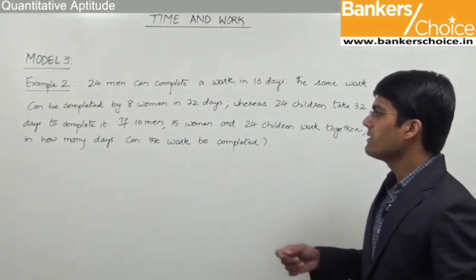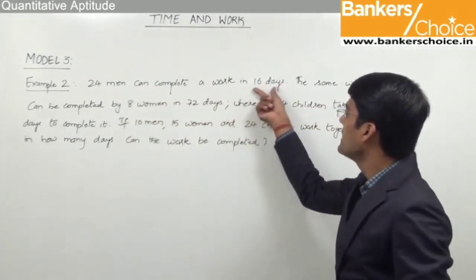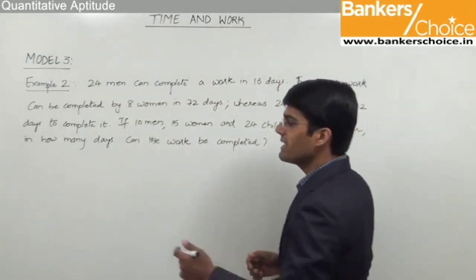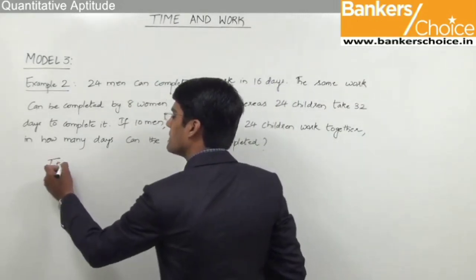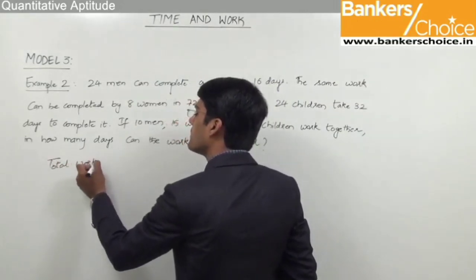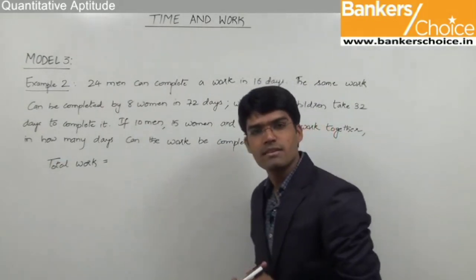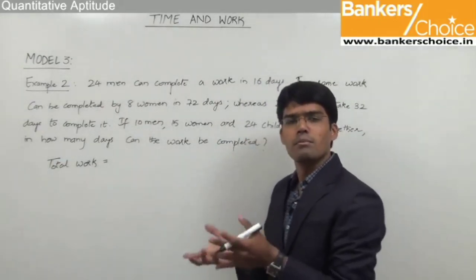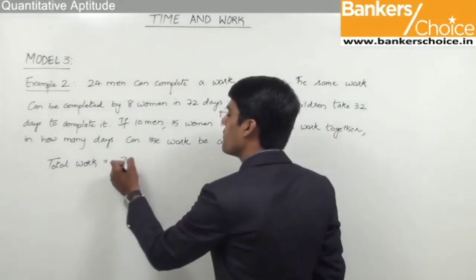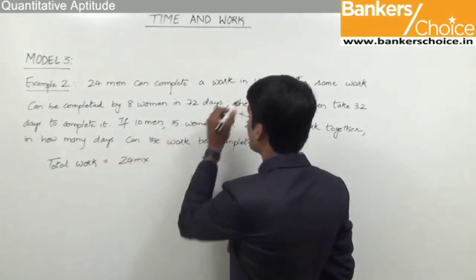As given in the question, 24 men can complete the work in 16 days. So we can say that the total work will be equal to 24 men into 16 days, as the work can always be measured in terms of men into days or persons into days. So 24 men into 16 days.